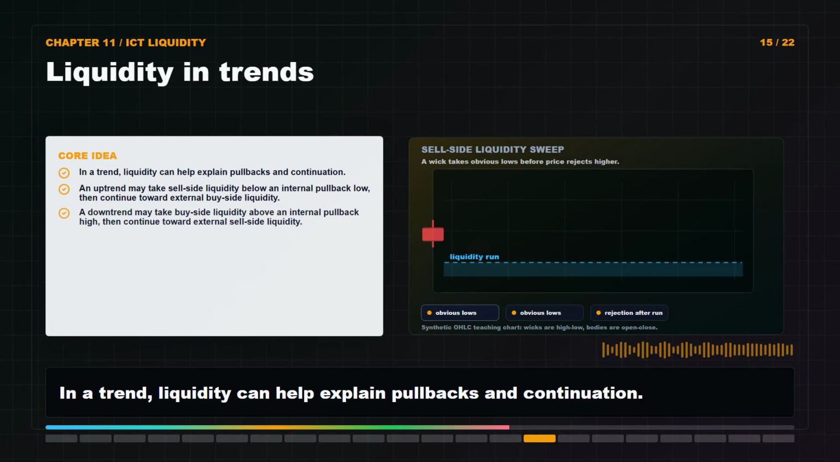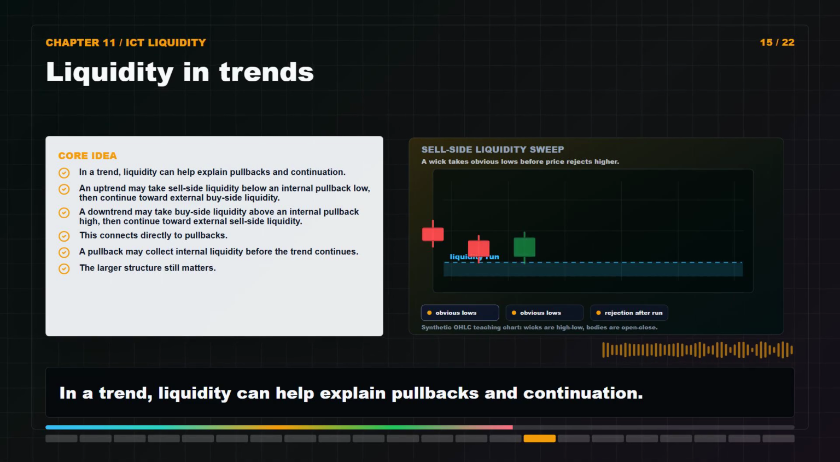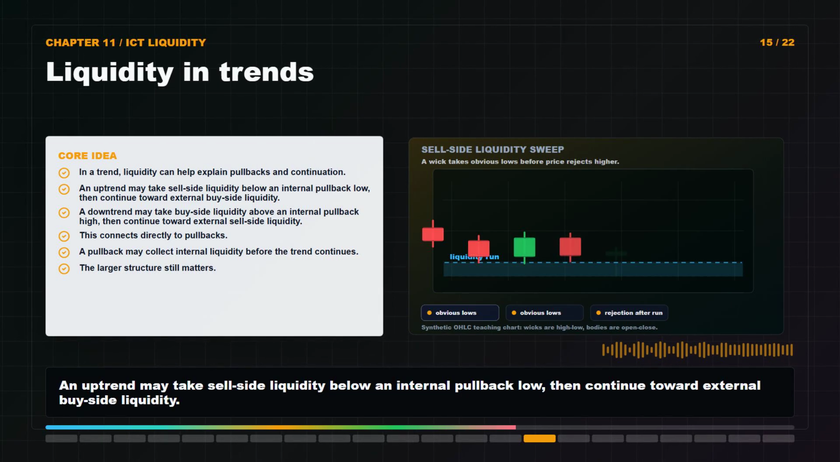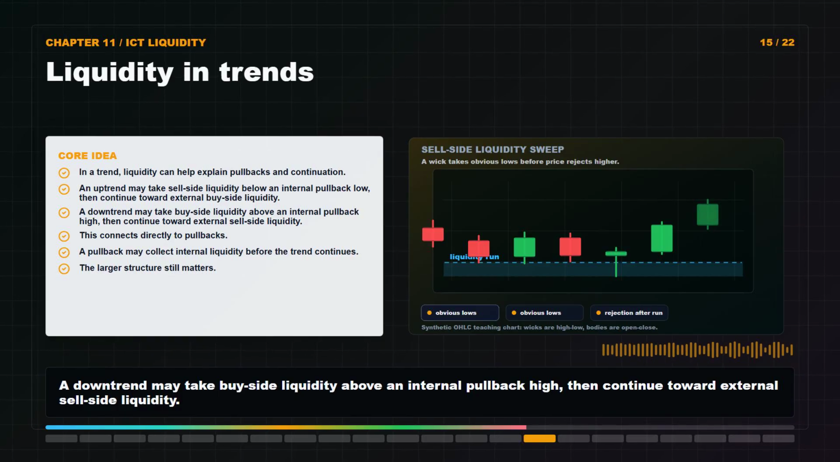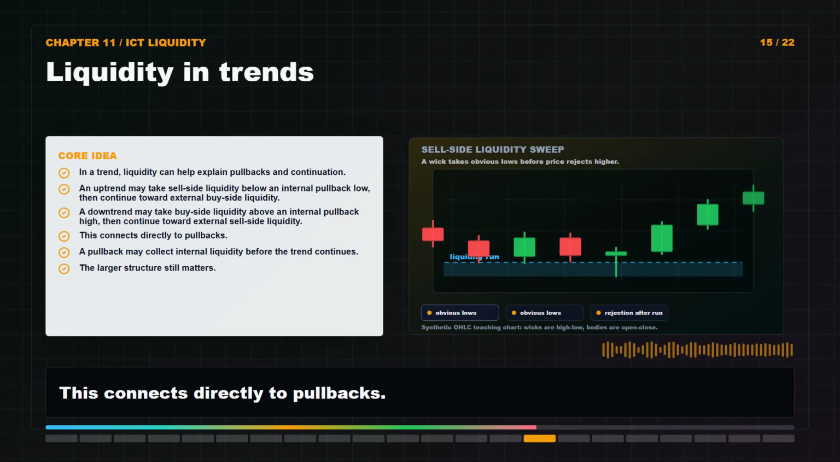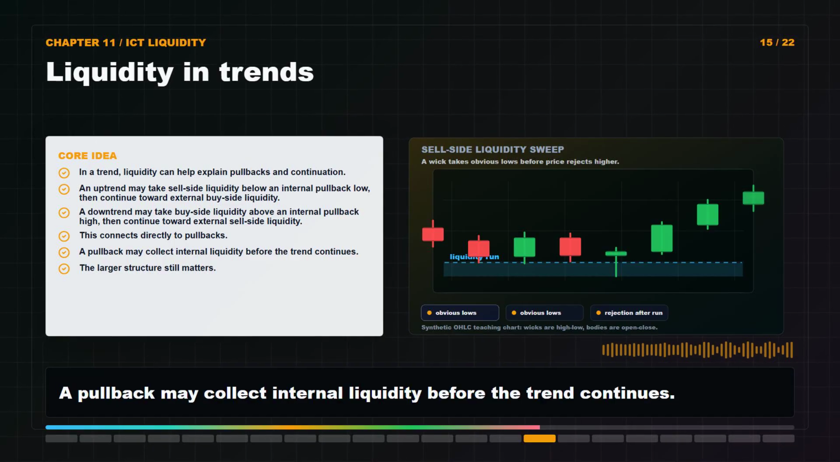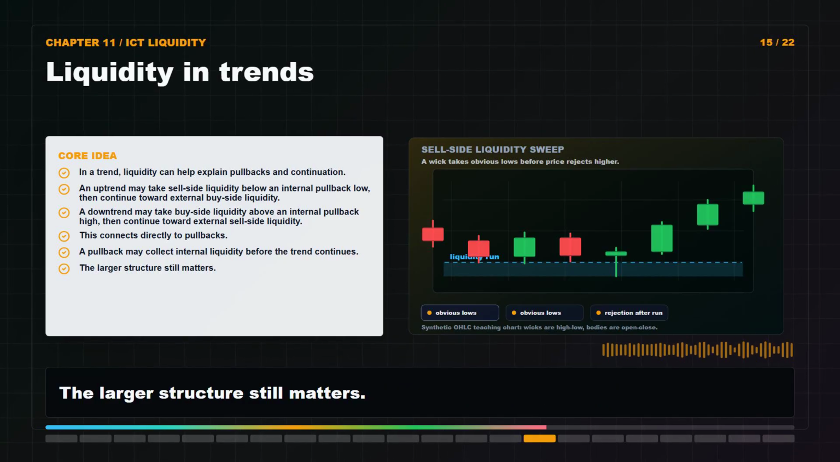In a trend, liquidity can help explain pullbacks and continuation. An uptrend may take sell-side liquidity below an internal pullback low, then continue toward external buy-side liquidity. A downtrend may take buy-side liquidity above an internal pullback high, then continue toward external sell-side liquidity. This connects directly to pullbacks. A pullback may collect internal liquidity before the trend continues. The larger structure still matters.